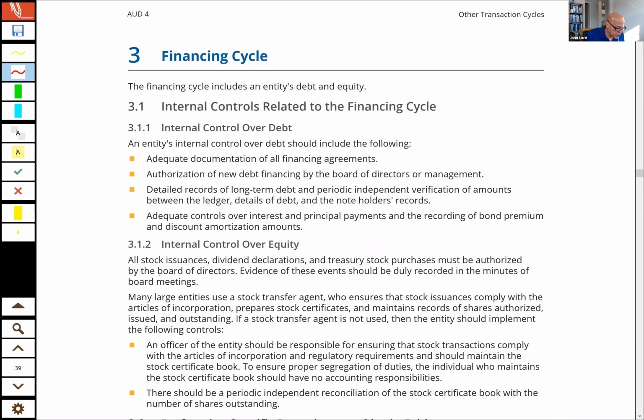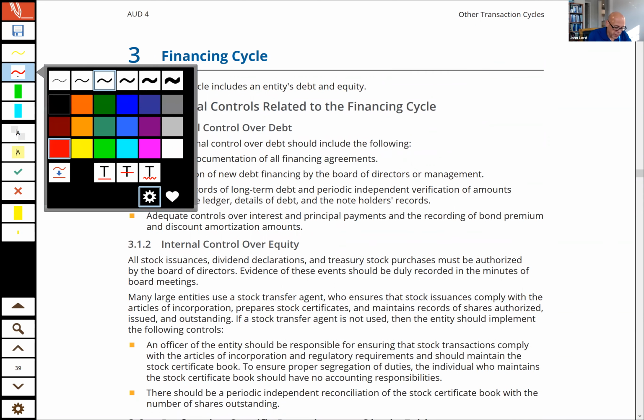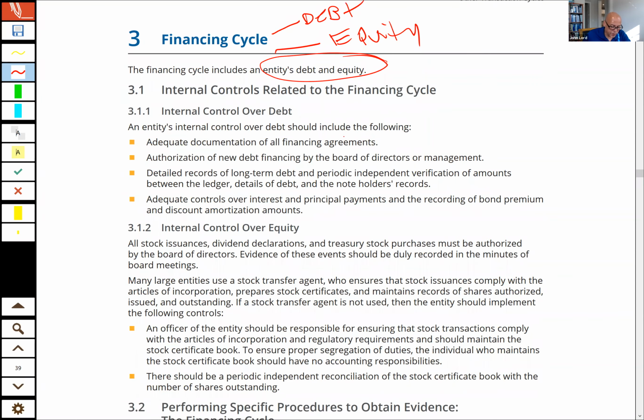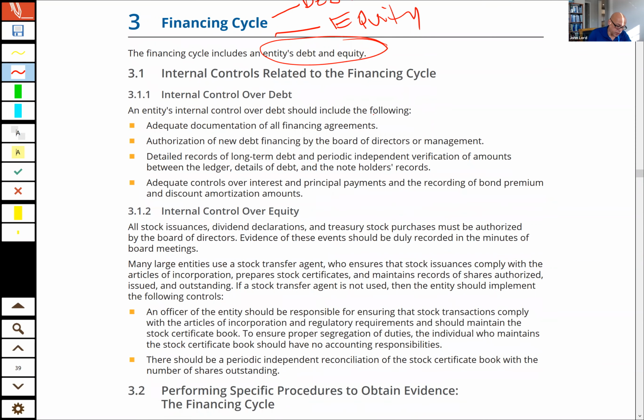Okay, good. Let's come over and talk about the financing cycle. When we talk about financing, companies generally have what? Debt and what? Equity financing. And so when you look at the discussion here, we're looking at how the company is financing things through debt and equity. So you can see that's how we've separated the discussion here, debt versus equity.